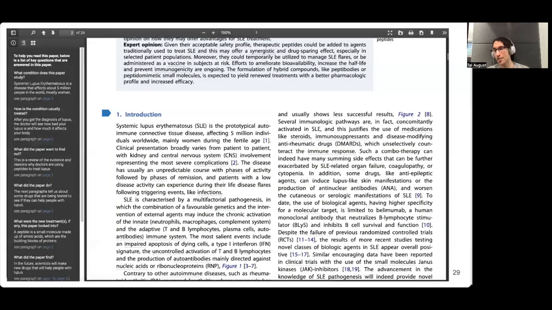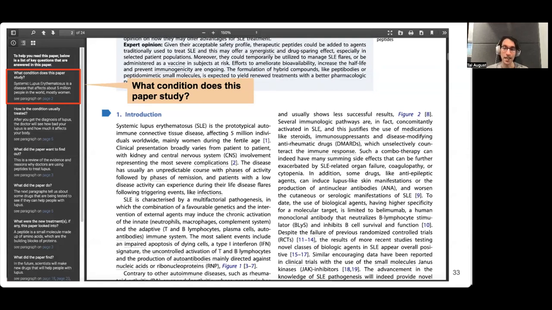Now, the abstract and introduction of this paper just look like a wall of text to you, with words like clinical presentation and pathogenesis. But you notice that on the left, there are these key questions that the paper answers. And you look at the first one, which is about the condition that the paper studies. And you read a short, simplified answer snippet about lupus.